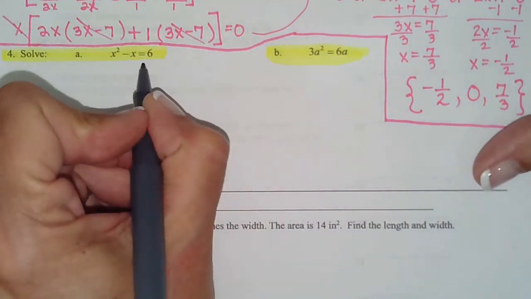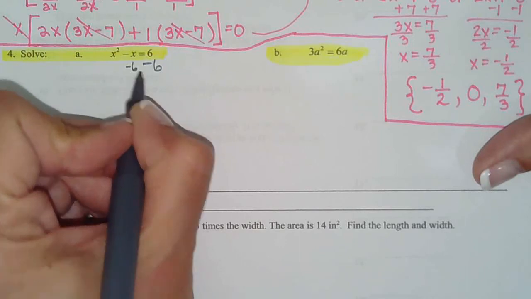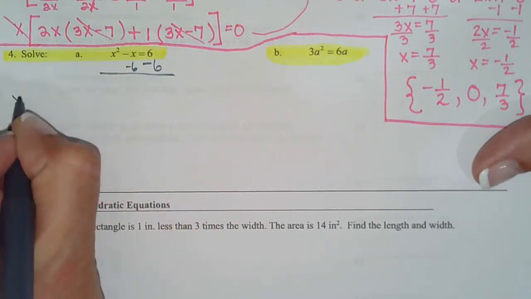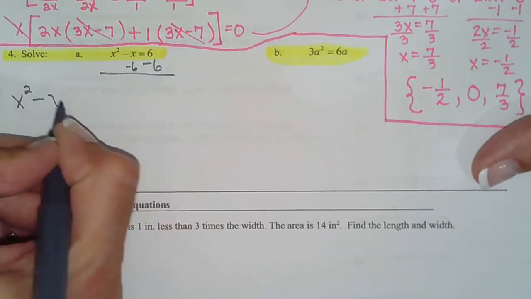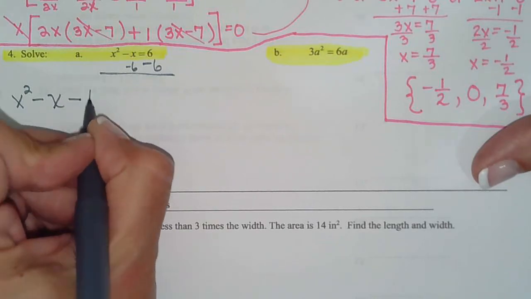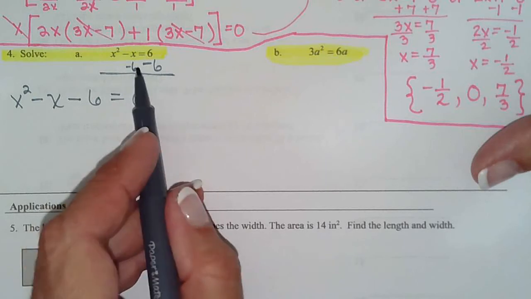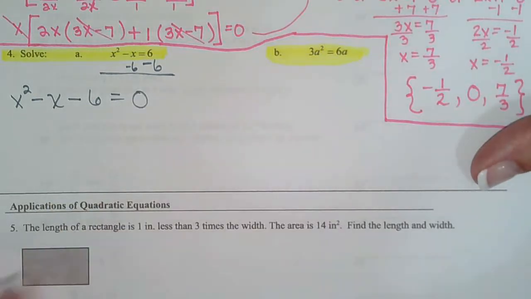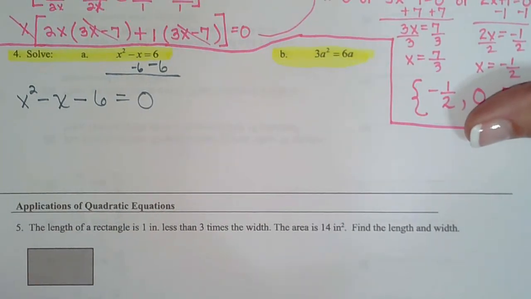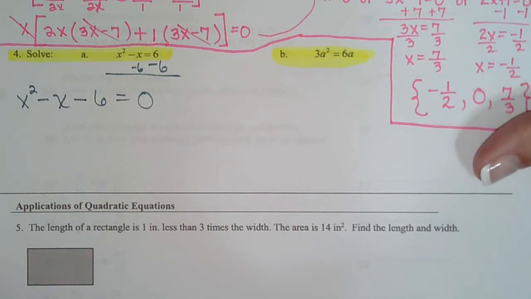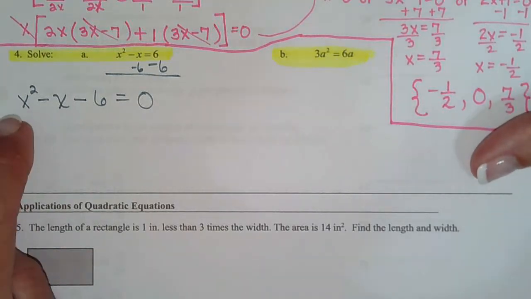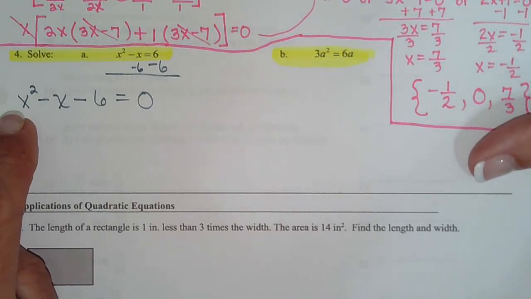So 4A is not set equal to 0. So that's my first step. X squared minus x minus 6 equals 0. So when I bring that over, it changes signs. And we have not done these since section 4.5, but look at leading coefficient 1. I don't have to do AC method.